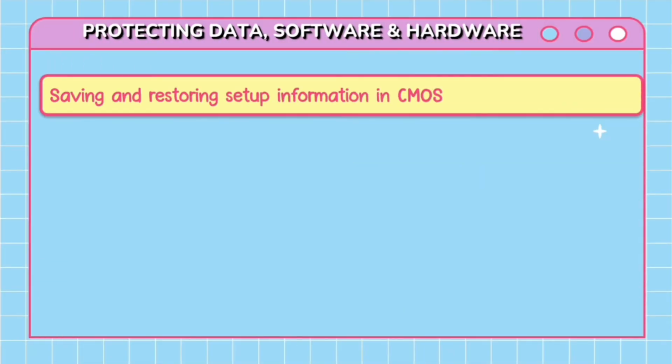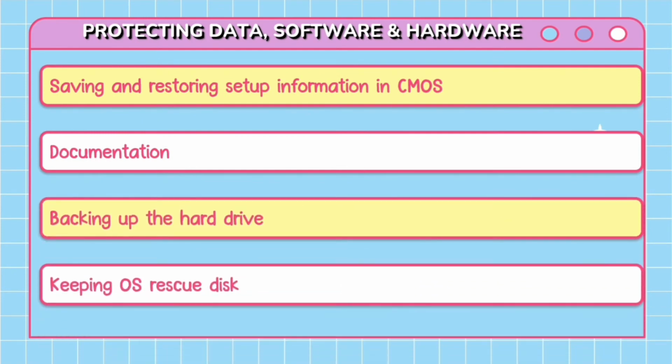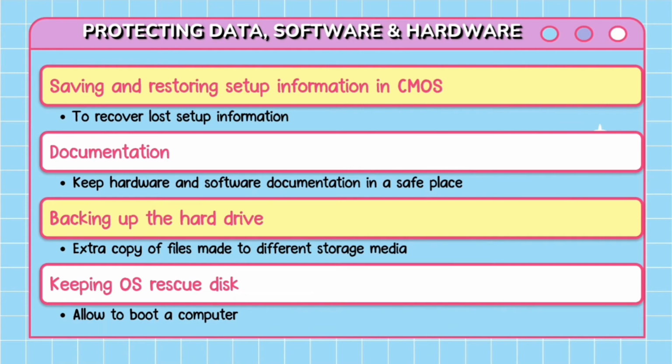Next, protecting data, software and hardware is done by saving and restoring setup information in CMOS, documentation, backing up the hard drive, and also keeping an OS rescue disk. It is also used to recover lost setup information, keep hardware and software documentation in a safe place, make extra copies of files on different storage media, and also to allow you to boot a computer.